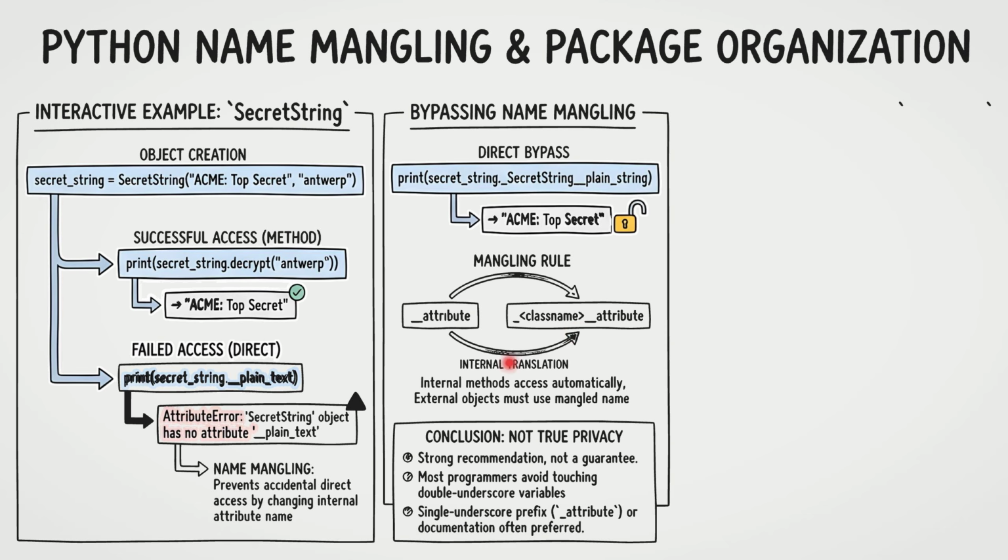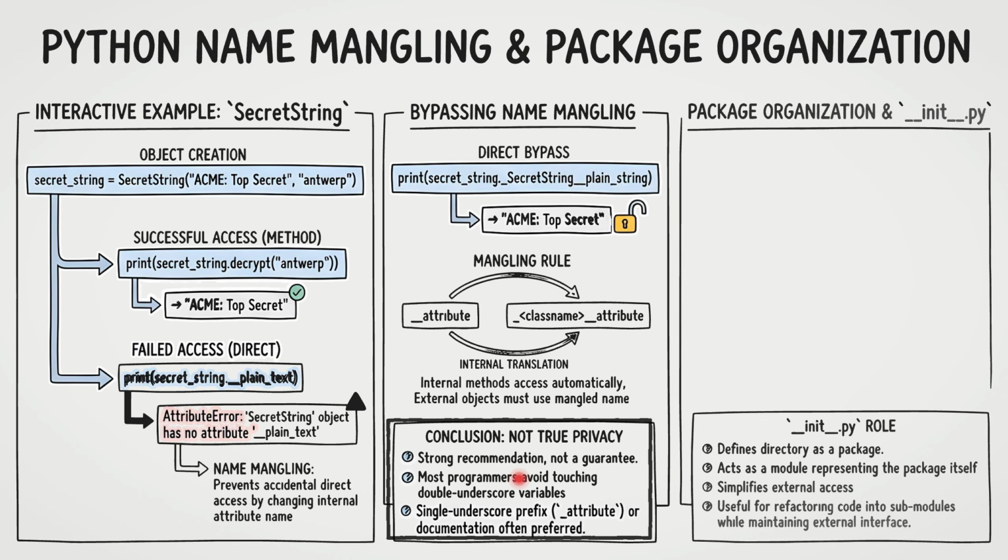So what's the takeaway here? Name mangling is a strong recommendation, not true privacy. Most Python programmers avoid touching double underscore variables from the outside unless absolutely necessary. In fact, many prefer just using a single underscore prefix to signal, "hey, this is internal," without complicating things like inheritance.